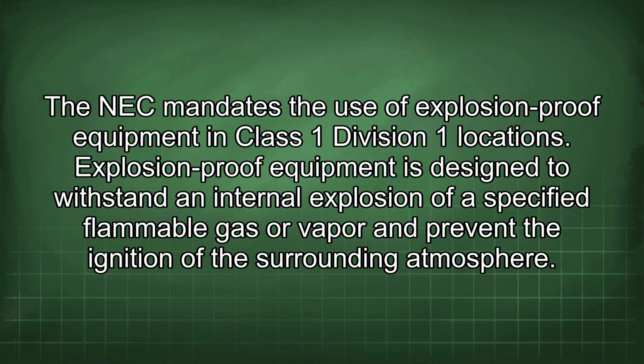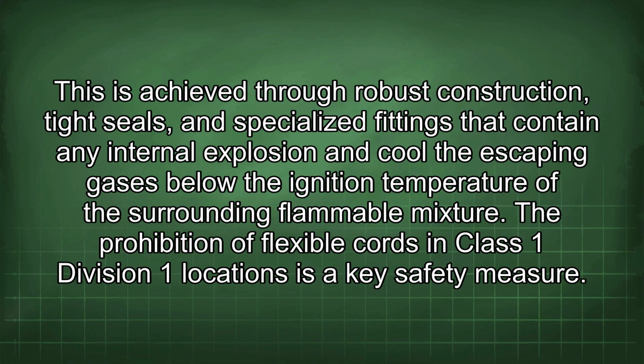The NEC mandates the use of explosion-proof equipment in Class 1 Division 1 locations. Explosion-proof equipment is designed to withstand an internal explosion of a specified flammable gas or vapor and prevent the ignition of the surrounding atmosphere. This is achieved through robust construction, tight seals, and specialized fittings that contain any internal explosion and cool the escaping gases below the ignition temperature of the surrounding flammable mixture.